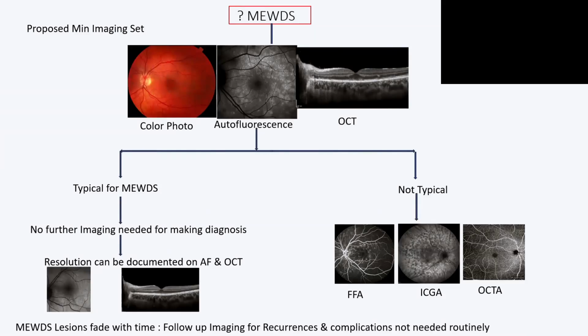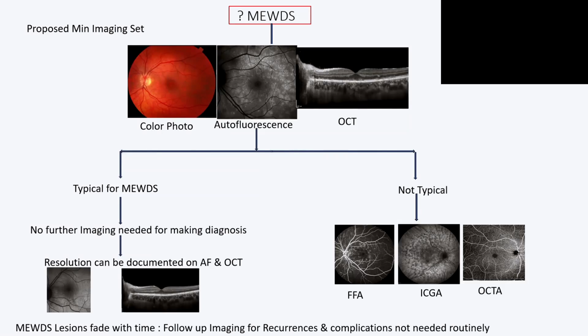Do the autofluorescence, because autofluorescence is the one which will show the characteristic feature and you will come to know, well, this is MUDES. OCT, again, you can do, and in OCT, the sparing of the choriocapillaris and choroid actually favors the diagnosis of MUDES. Now you have looked at the color photo and autofluorescence and you are quite confident that this looks like MUDES. Well, it is typical for MUDES. Nothing more is required to make the diagnosis.